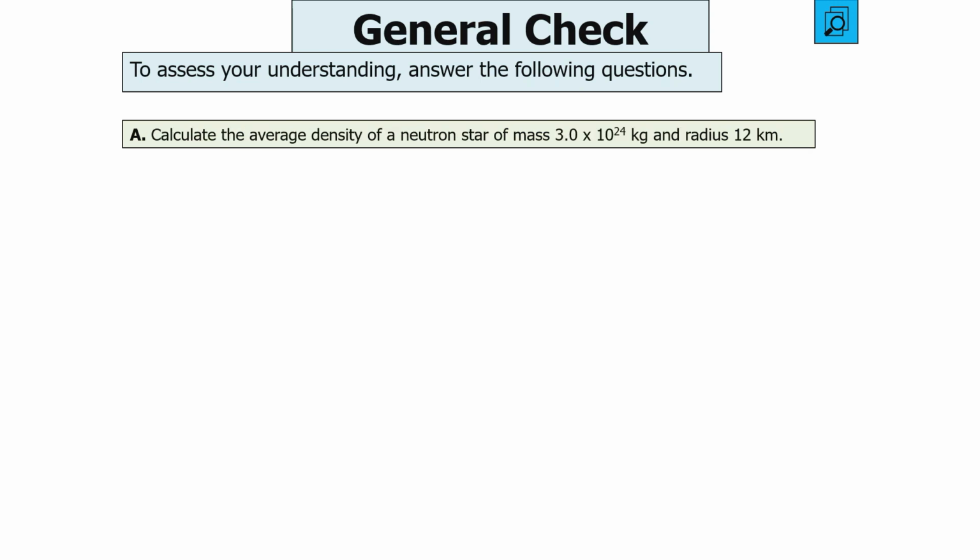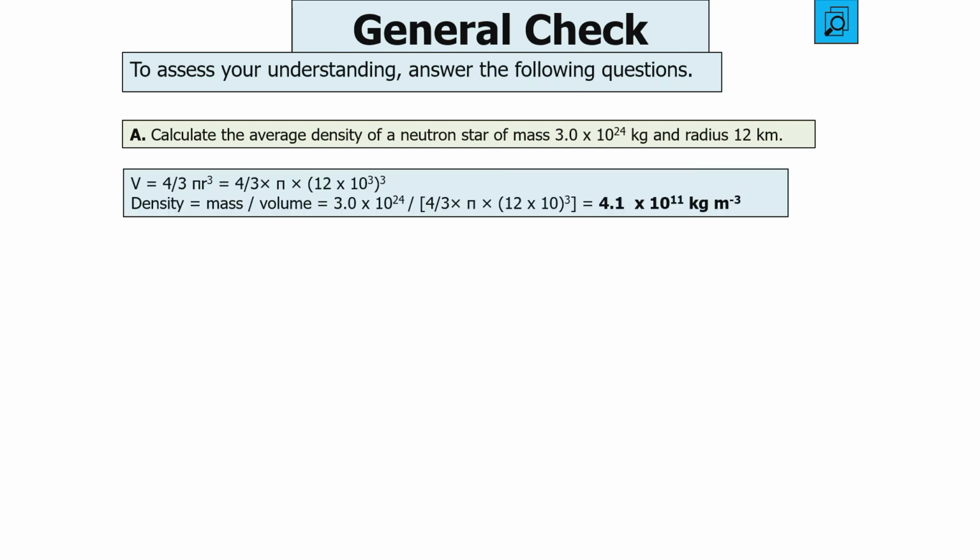Calculate the average density of a neutron star of mass 3 times 10 to the 24 kilograms and a radius of 12 kilometers. Pause the video now, unpause the video when you want to go through your answer. The volume of a star, we're going to assume it's a spherical shape, so it's 4 over 3 pi r cubed. Pop in our values, and then we also know that density is mass over volume. Remember, we convert kilometers into meters, and we get our answer to be 4.1 times 10 to the 11 kilograms per meter cubed.